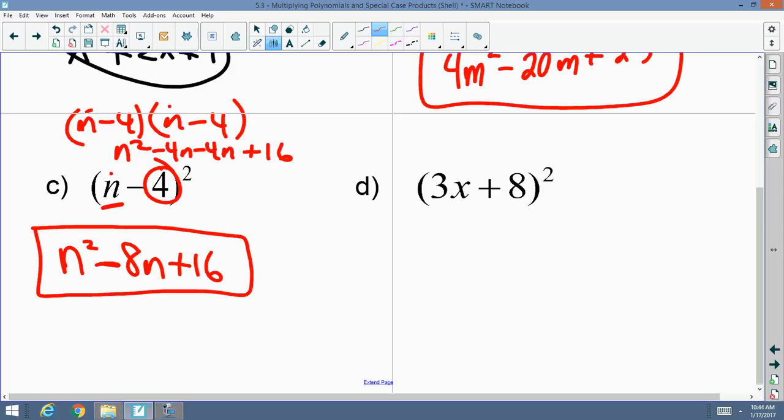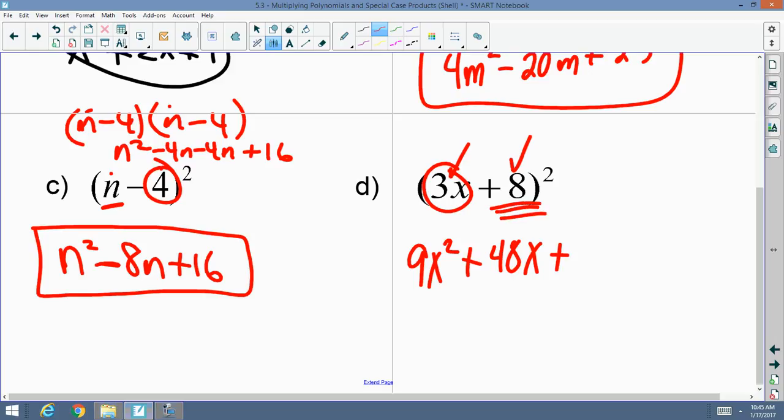Okay. How about this guy? D, tell me. First term squared: 9x squared. Plus 2 times first times second. Yes. Great job, 48x. Plus second term squared. Bam. Have a good day. Does that make sense?